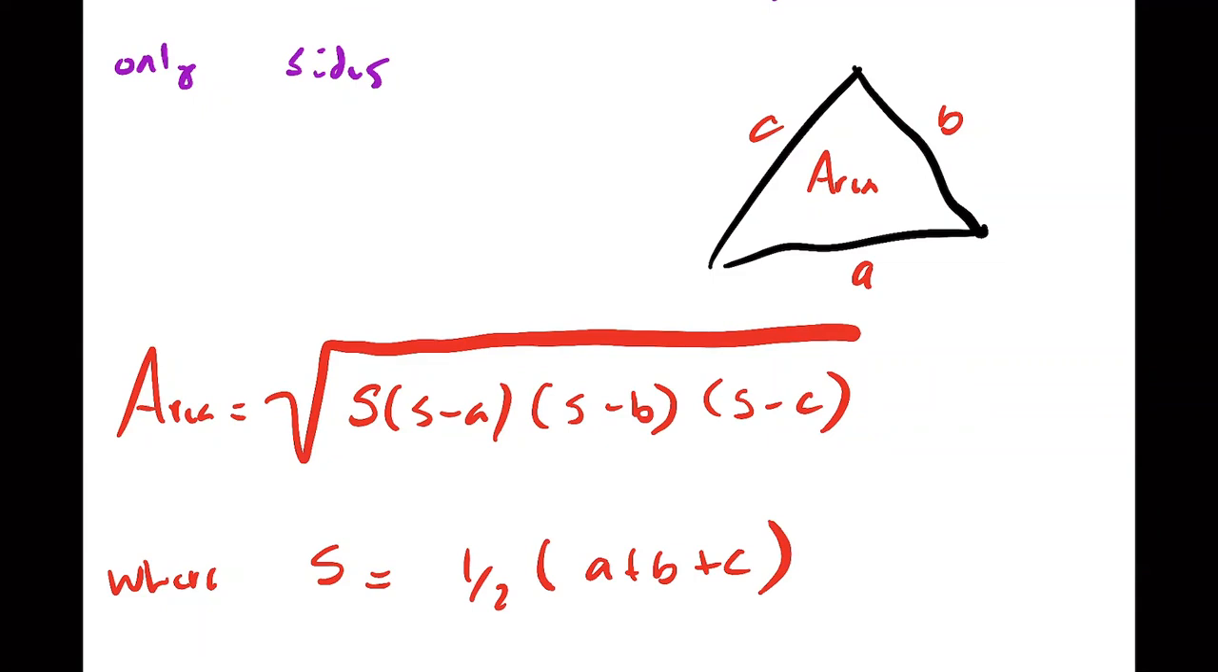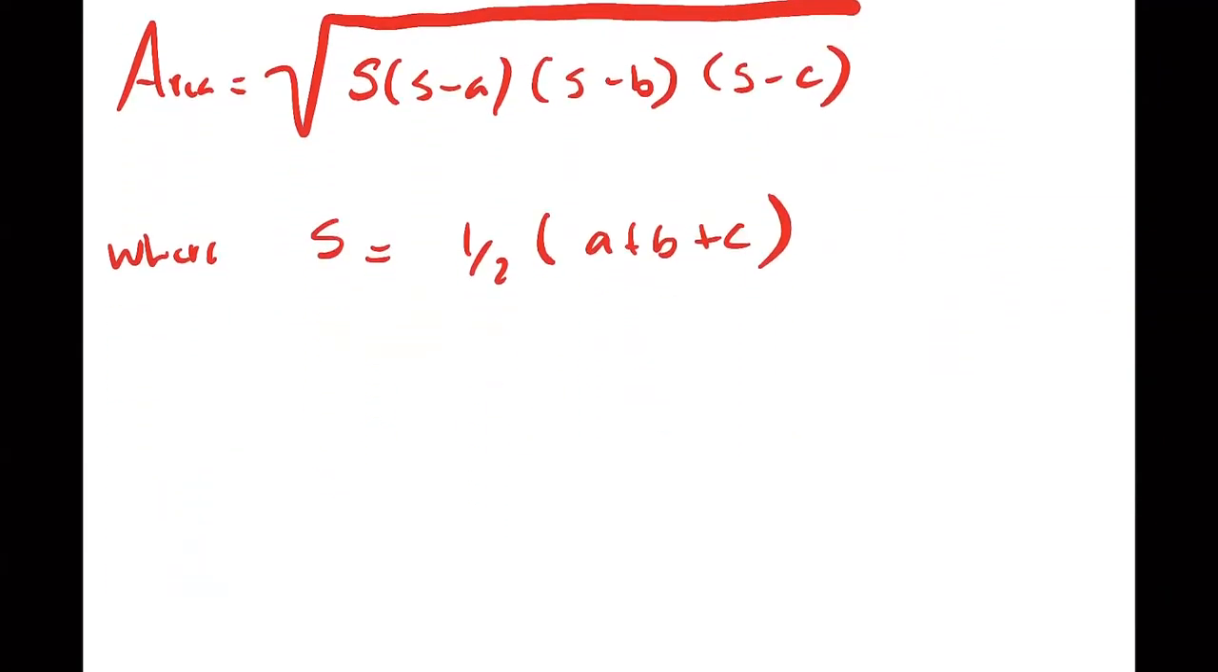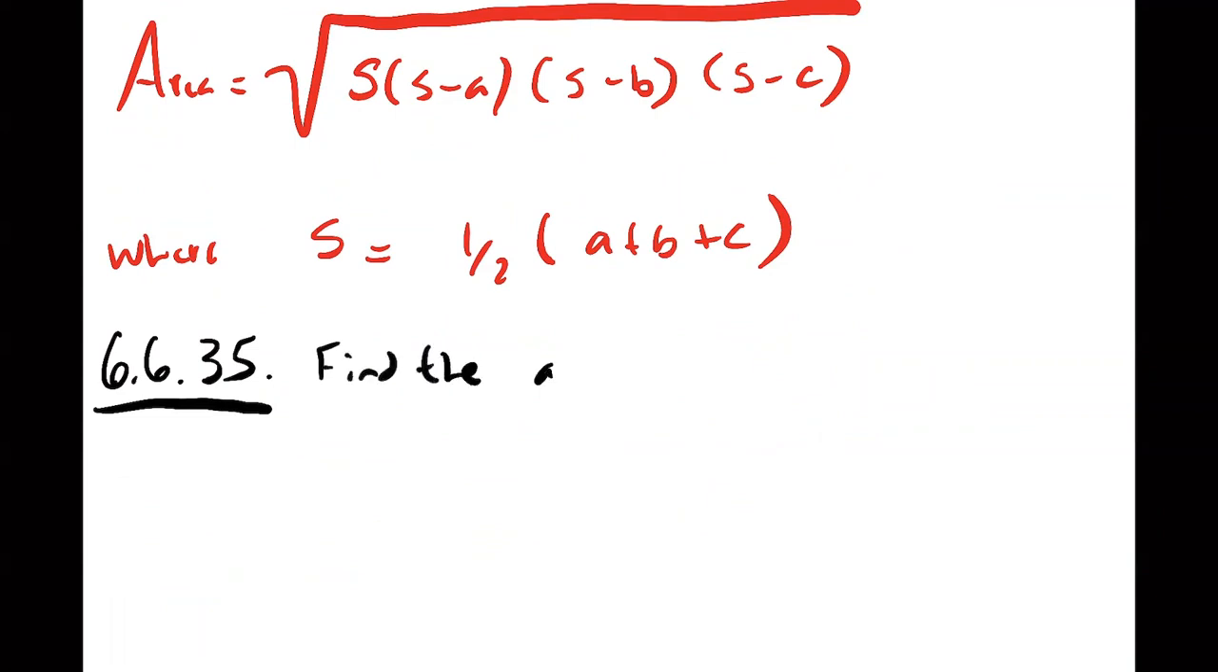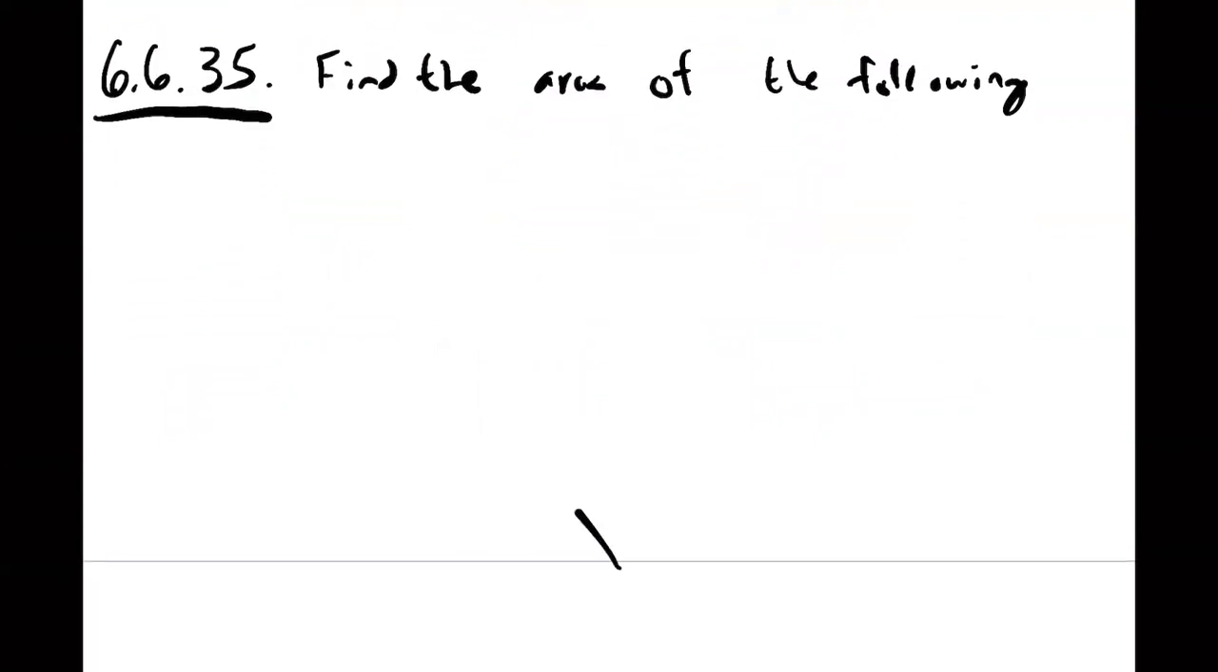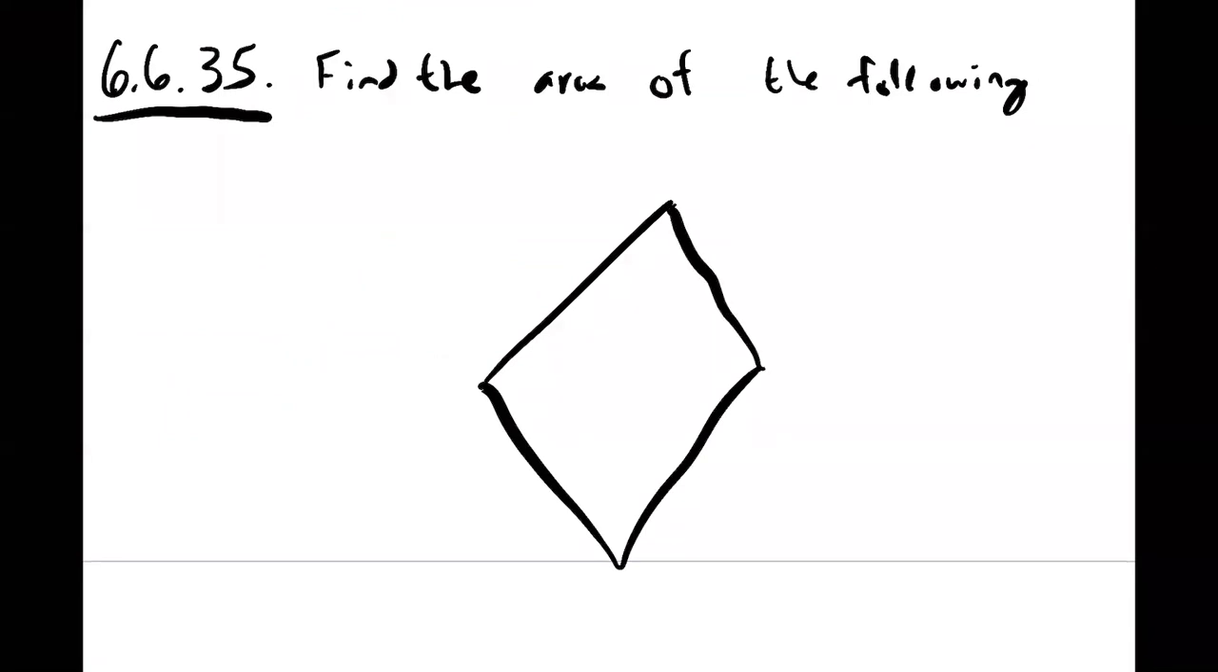Okay, and let's look at a problem involving this. Let me scroll down a little more. This is 6.6, number 35, and we want to find the area of the following figure. We'll come back to this formula in a second. Let's scroll down, and this is the figure we're looking at. It's a little bit of a diamond shape, but a little bit off though.